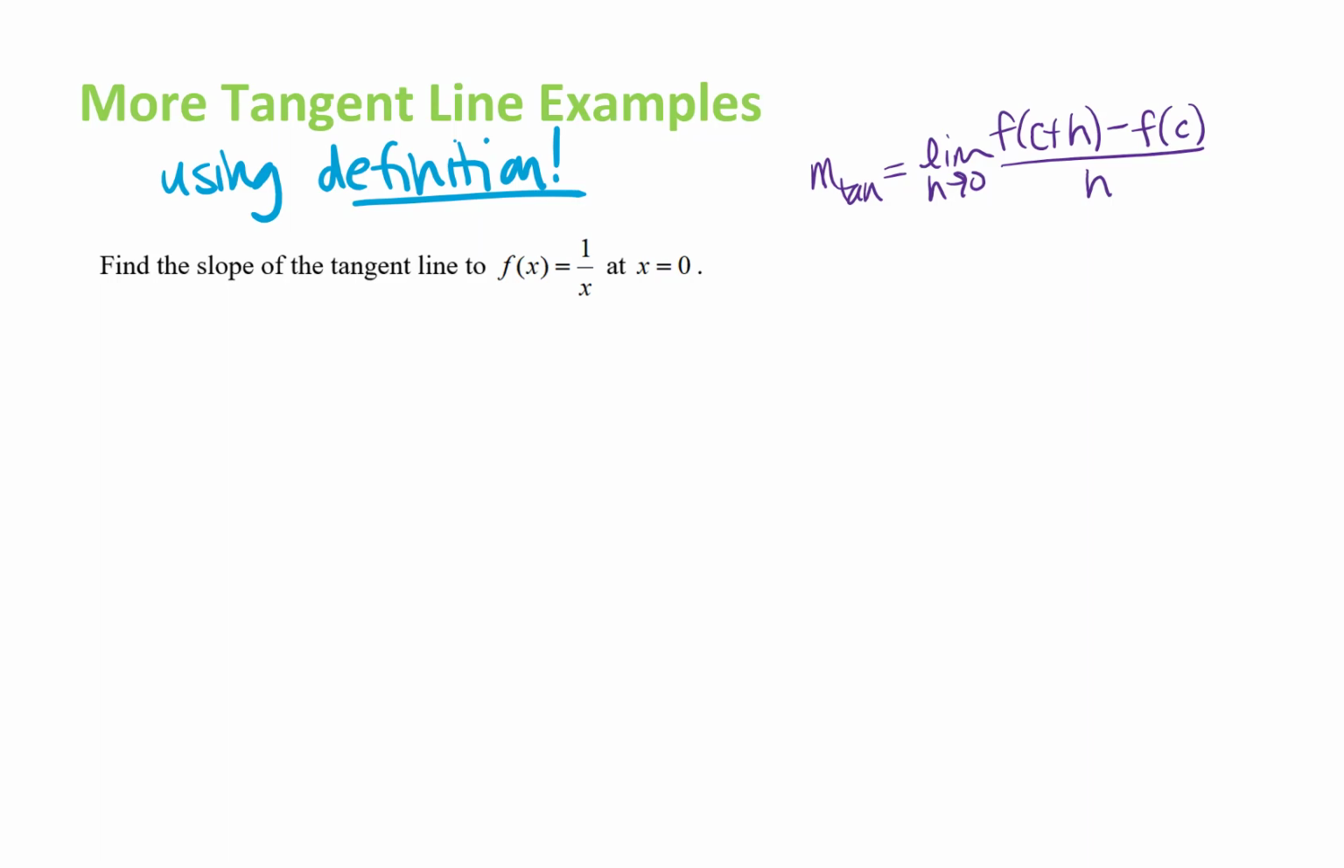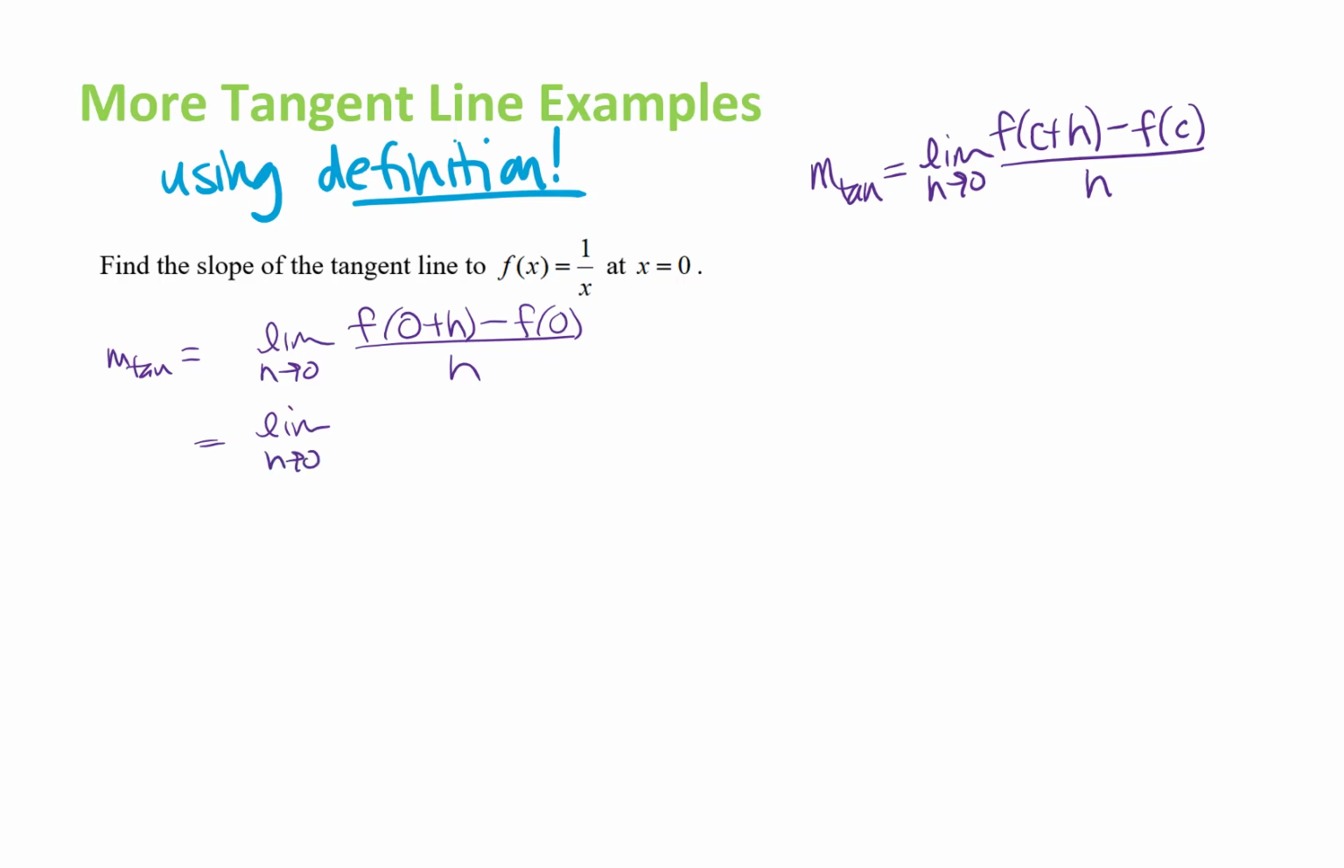Okay, so let's see. When I look at this function and I try to do that, I'm going to say, all right, I'm going to do the limit as h approaches 0 of f of 0 plus h minus f of 0 all over h. That would be, for any function, finding the slope of the tangent line at the point x equals 0. And then, we're going to have a little trouble here.